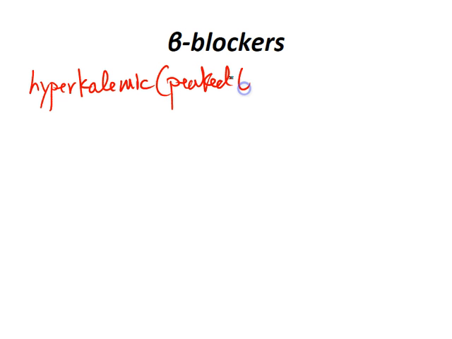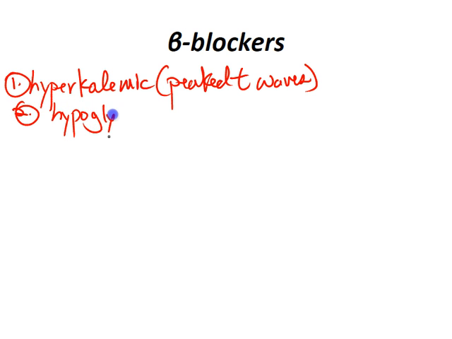And moving right along to beta blockers. So what is a beta blocker overdose simply going to cause? You're going to be hyperkalemic, so you're going to see peaked T waves on the EKG. You're also going to be hypoglycemic, right? Because the beta receptors are on the alpha cells of the pancreas, which release glucagon.